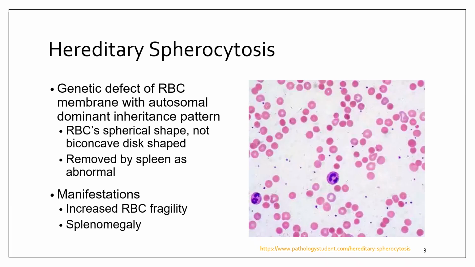And over time, splenomegaly develops due to increased workload. The key manifestations include increased red blood cell fragility, chronic hemolytic anemia, splenomegaly, and elevated reticulocyte count. These patients are constantly trying to compensate by increasing red blood cell production in the bone marrow.